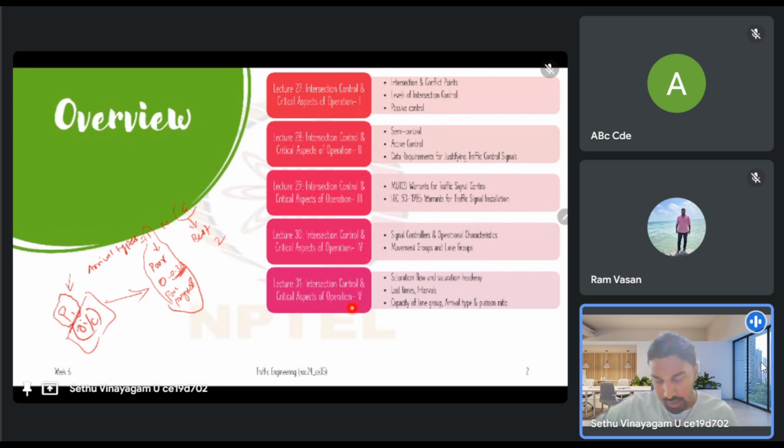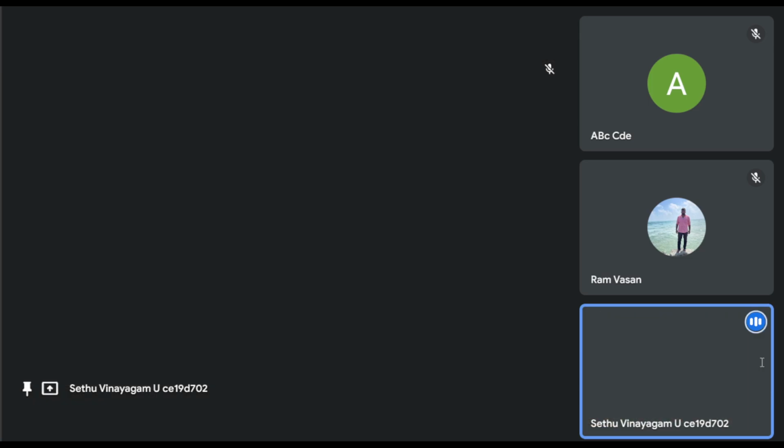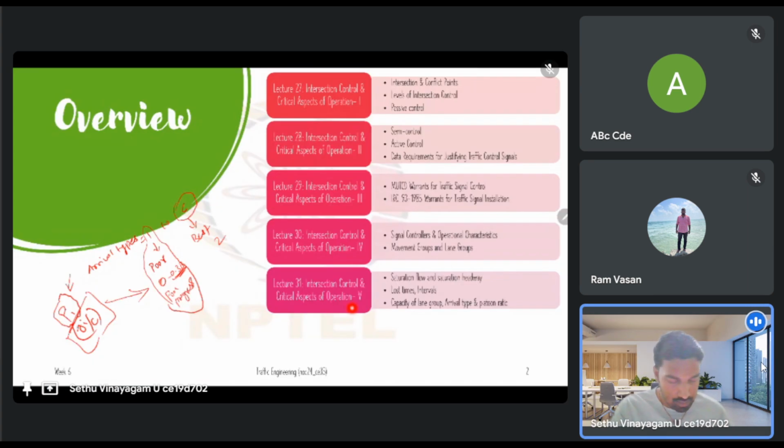The other extreme is 6. So 6 means that most of the vehicles are coming during the green time, which means that they are not experiencing any delay. That's how we are classifying the arrival type that is happening at the intersection. That's where the arrival type and the platoon ratios are used.